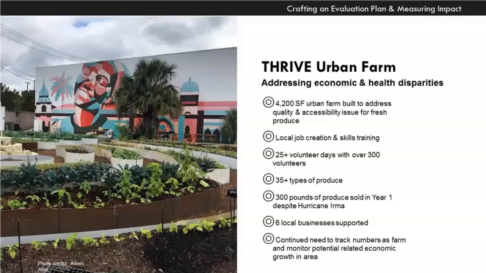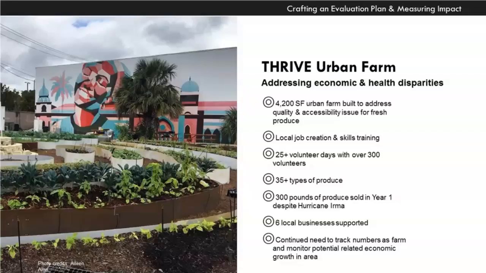And so through internships and different job development programs, working with the South Florida workforce, we are able to stimulate some job creations around this project, which was actually an artist-driven project as well. We had several artists identify the need for food, being that Opa-locka is a food desert, as something that we should take on. And so we had over 25 volunteer days, 300 volunteers to help plant and harvest 35 types of produce.